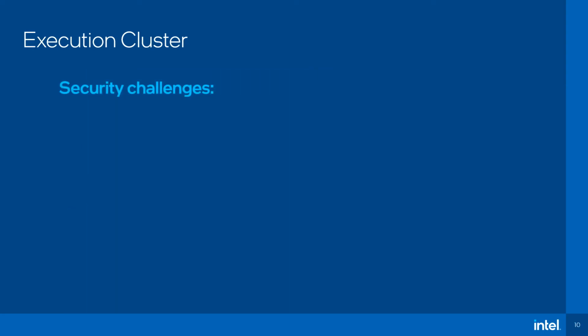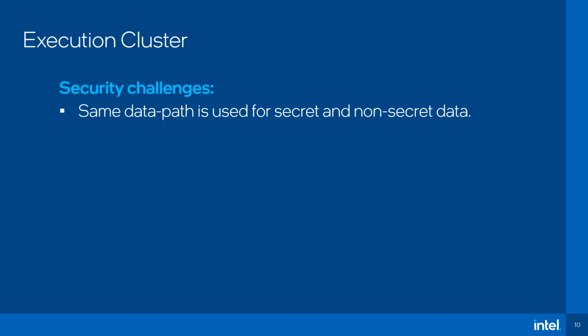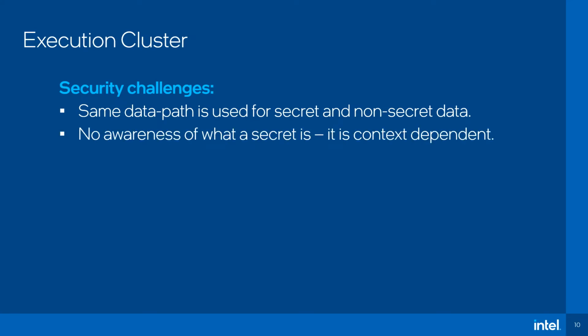What are the security challenges in the exe cluster? It is a pipeline machine, which means the write-back data bus is used for all kinds of operations, secret and non-secret. We cannot define a restricted area and make sure nobody reads it. We don't know what a secret is.